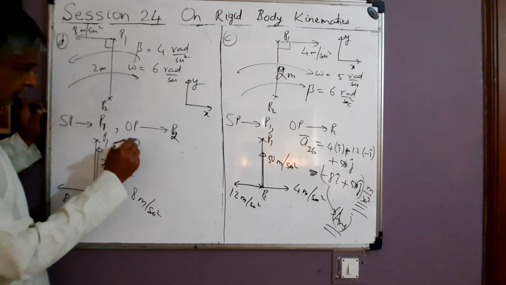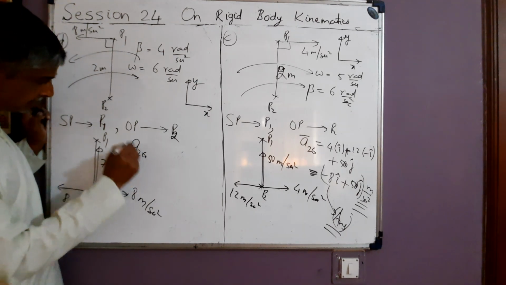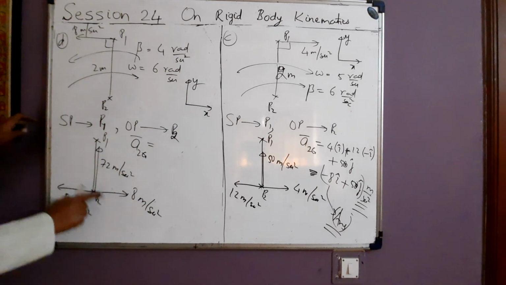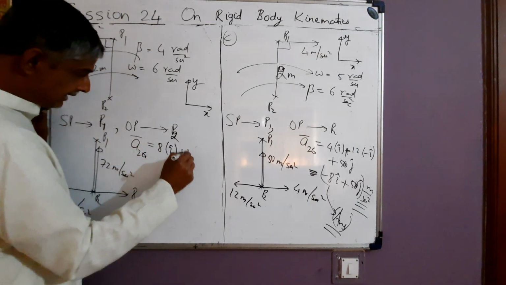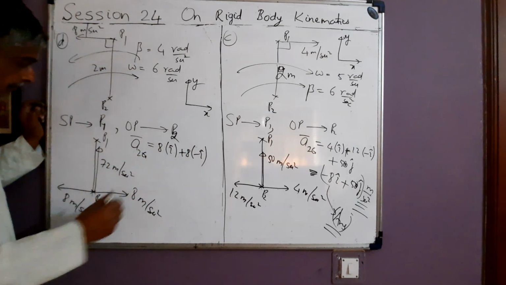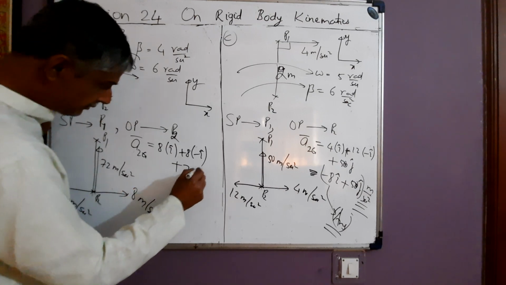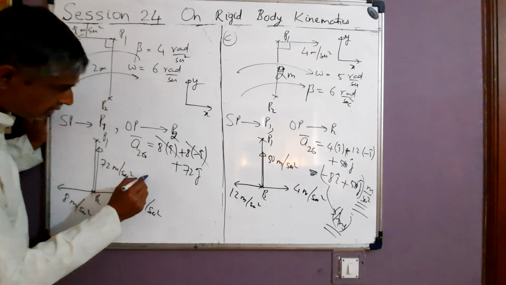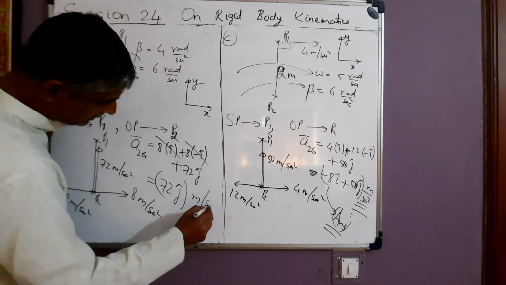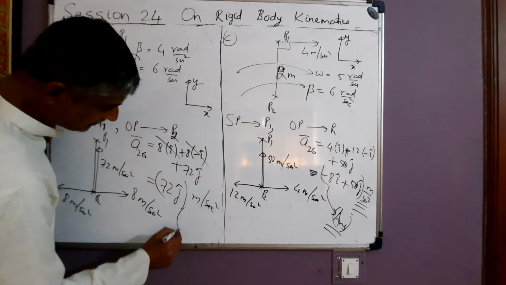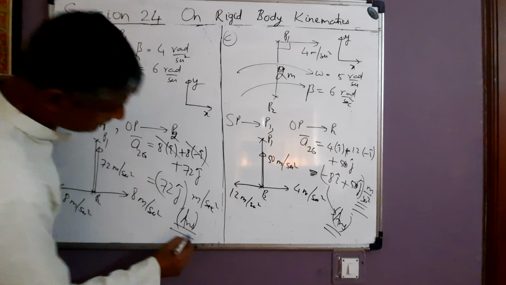Alright. So acceleration of P2 with respect to ground simply becomes the vector sum of these three. This is 8 i, this is 8 times minus i. These two cancel out. 8 i hat plus 8 times minus i hat plus 72 j hat. This cancels out. This becomes 72 j hat meter per second square. Alright. This is therefore the required answer.